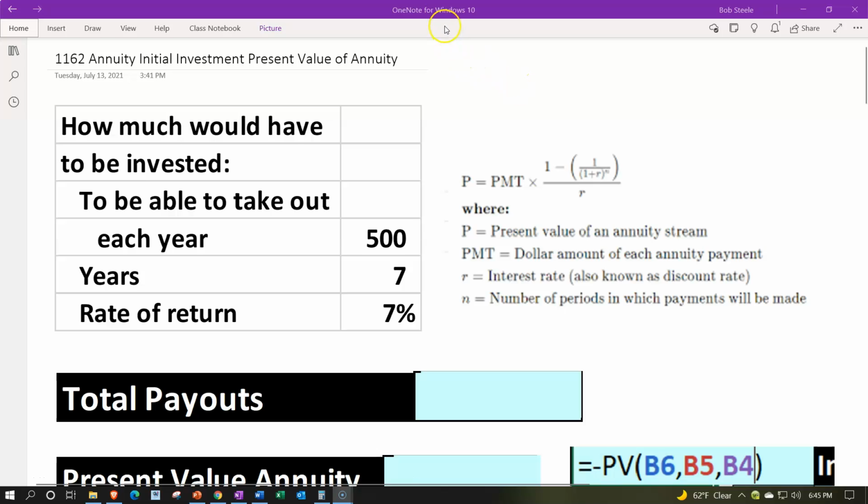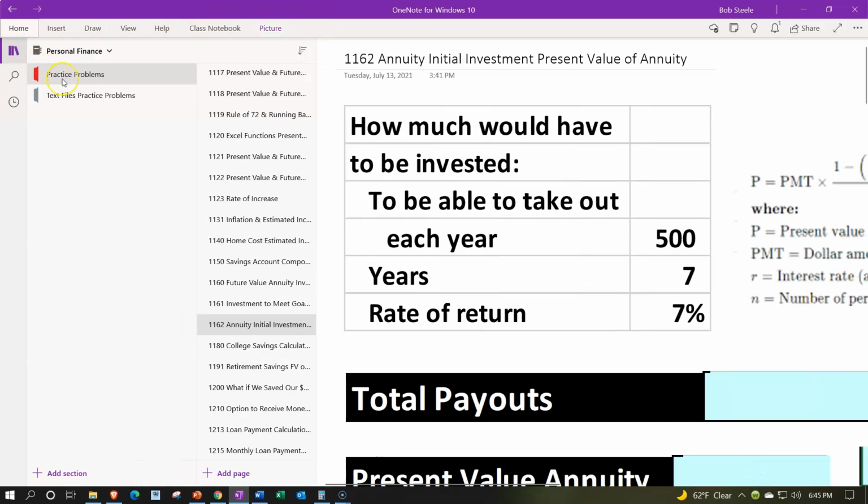Here we are in OneNote. If you have access to OneNote and would like to follow along, you're not required to, but if you would like to, we're in the icon on the left-hand side. We're in the Practice Problems tab, down in the 1162 Annuity Initial Investment Present Value of Annuity tab.